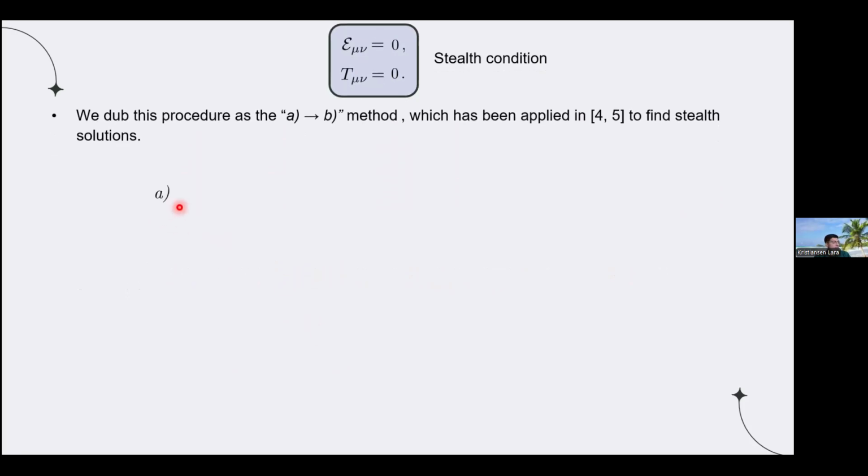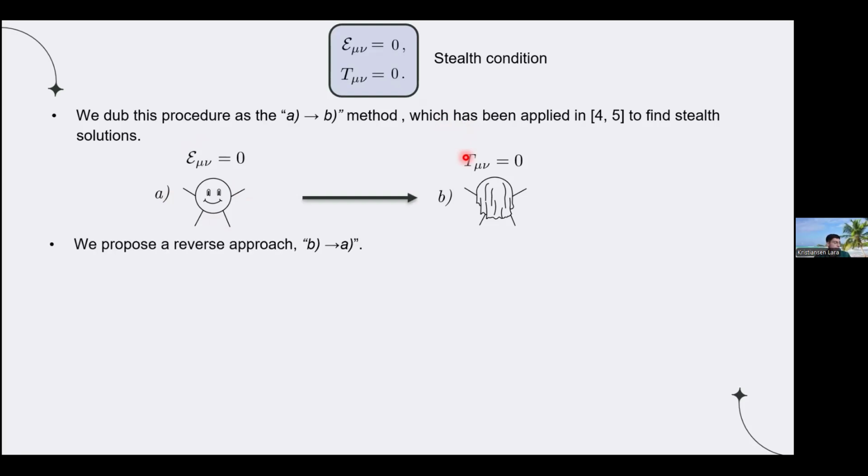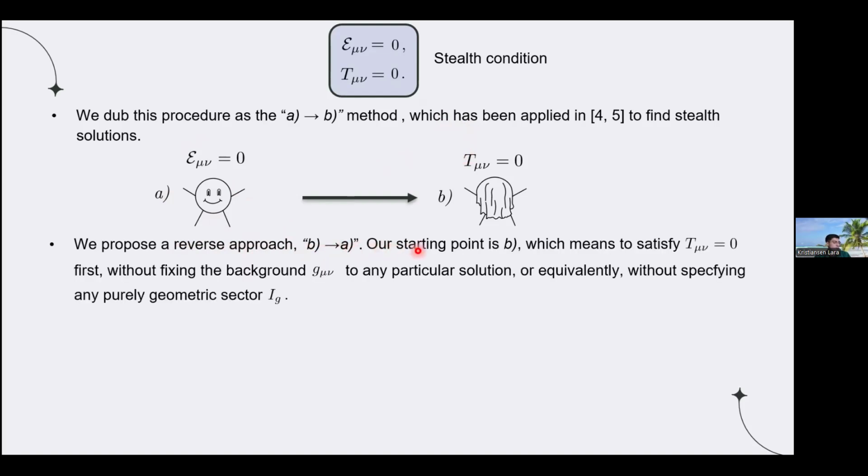No, so in a cartoonish fashion, if you have your favorite gravitational configuration, then step B, after you find it, you can dress this gravitational configuration with the stealth, with the non-trivial scalar field. So we propose along this talk a reverse approach, B to A. Our starting point is B, which means to satisfy T_μν first without fixing the background g_μν to any particular solution, without specifying the form of the gravitational sector, the gravitational action, or equivalently without specifying any purely geometric sector I_g.